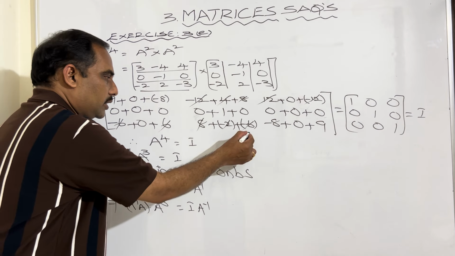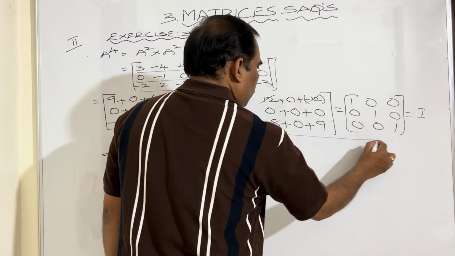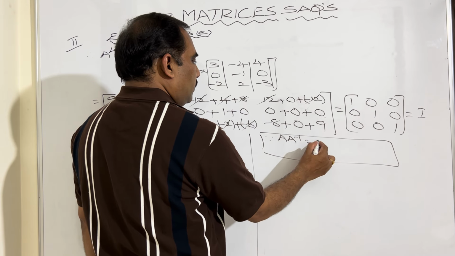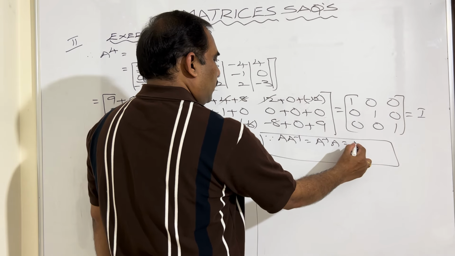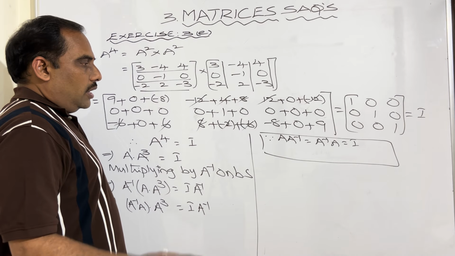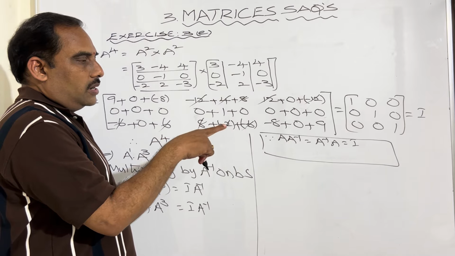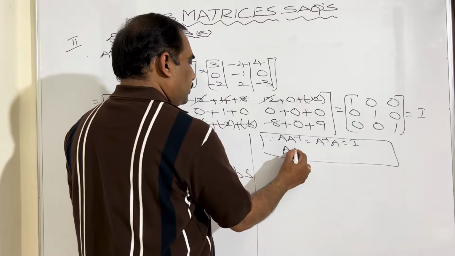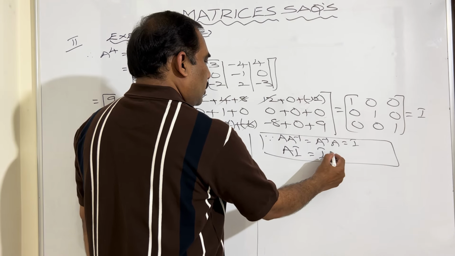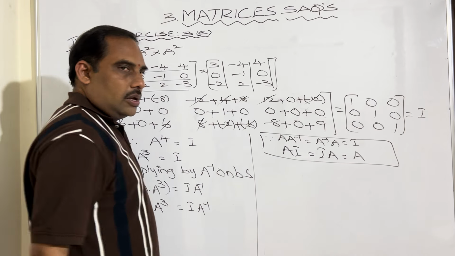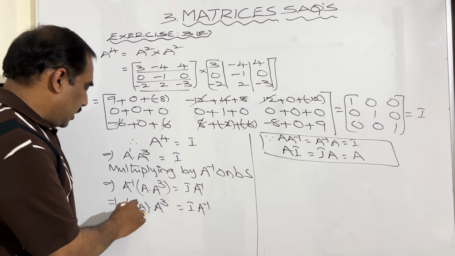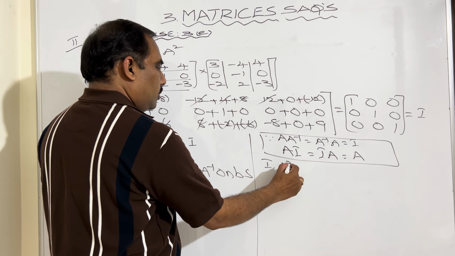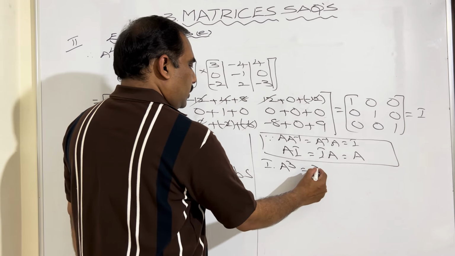See, we have the properties clearly here. What are the properties we have? Suppose A into A inverse is equal to A inverse into A is equal to the unit matrix I. So any matrix, if you multiply with the inverse matrix, you get the unit matrix only. And also, any matrix, if you multiply with the unit matrix, you get the same matrix only. Using these two properties, here A inverse into A is I, so I into A cube is equal to I into A inverse.